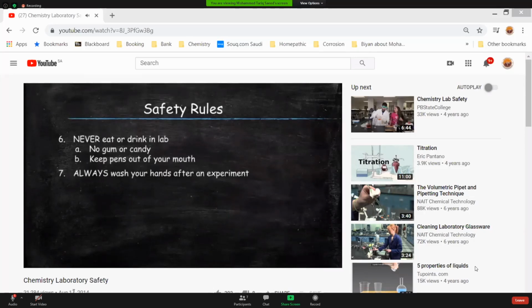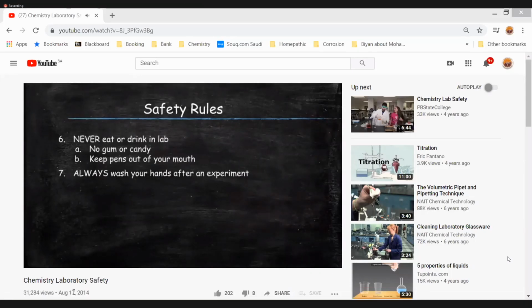When you're done with an experiment, it's always a good idea to wash your hands. You don't want to leave the lab with some sort of chemical on your hands and then go off to lunch and ingest some chemicals. It's not safe. So wash your hands. If you need to go to the restroom to do that, by all means, go.